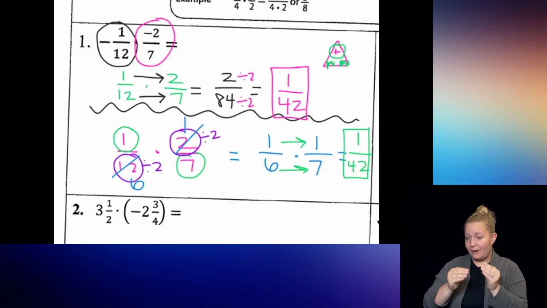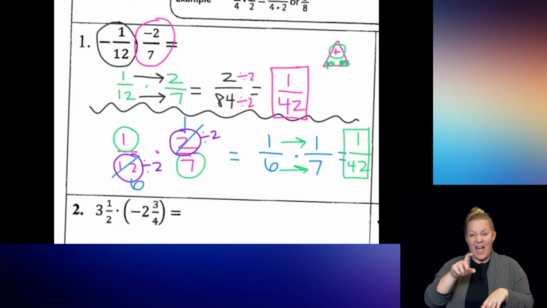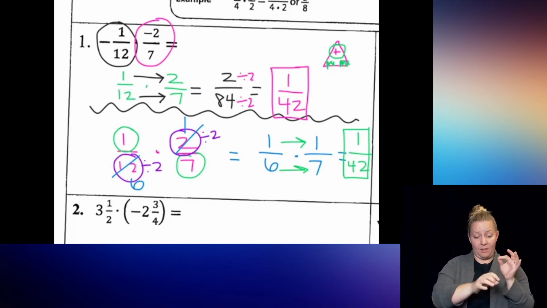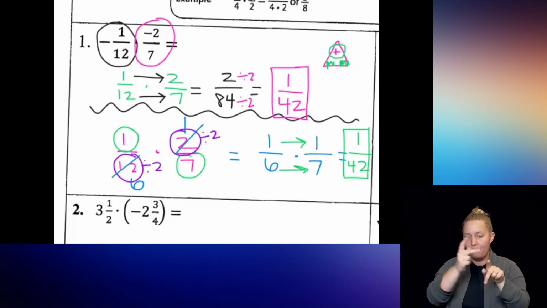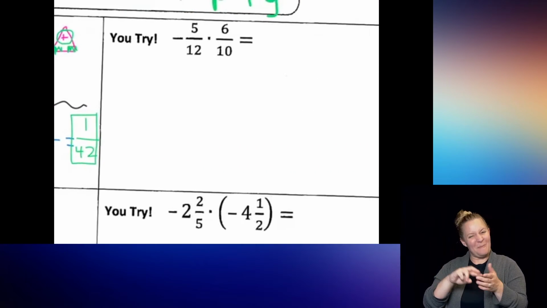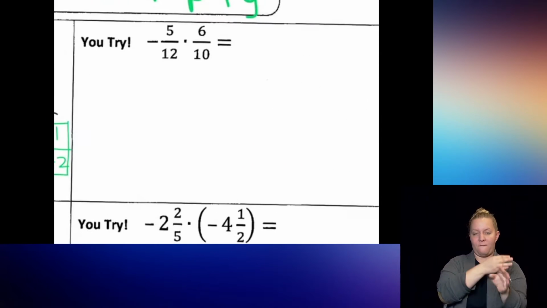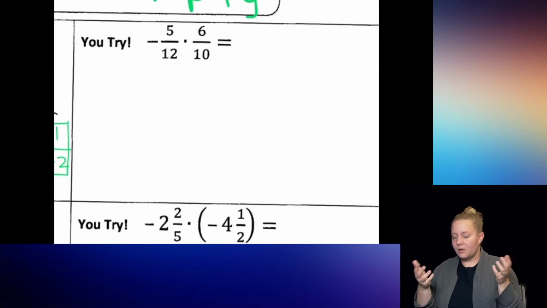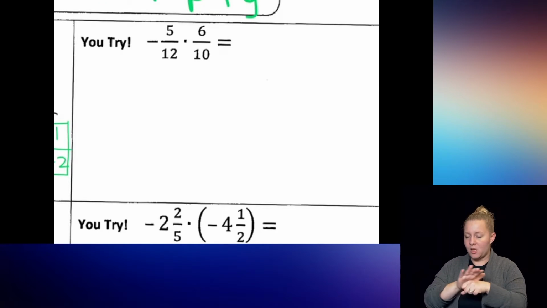I always have those students who say, nope, I don't want to cross simplify, I just want to multiply straight across. The issue with that is that sometimes you do get some very, very large numbers when you don't cross simplify. So keep that in mind. All right, go ahead and pause the video, and I want you to try this first example.